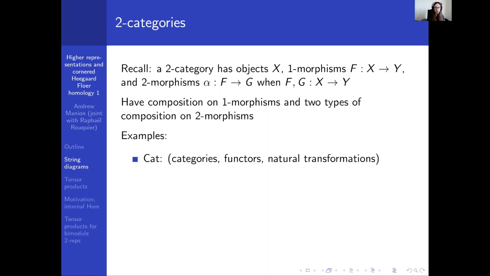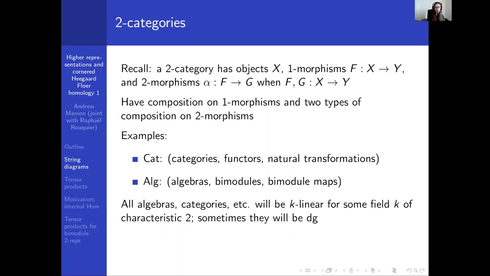First is the 2 category of categories, and I'm not going to be very precise about what I mean by 2 category or precisely how weak or strict the structure must be. But it will be relatively clear everything in this talk is very strict or up to isomorphism. That's the flavor of this paper. Great. So we have a 2 category of categories, functors and natural transformations. You could also consider algebras, bimodules, and bimodule maps. And we're going to be taking things to be k-linear over a field K.